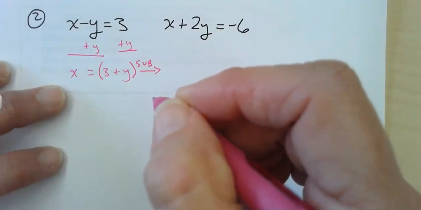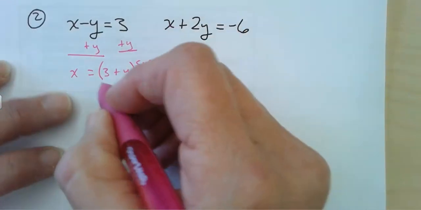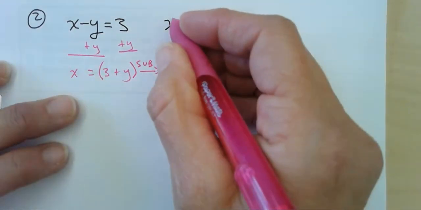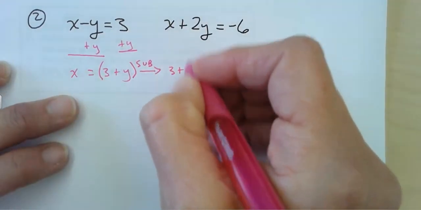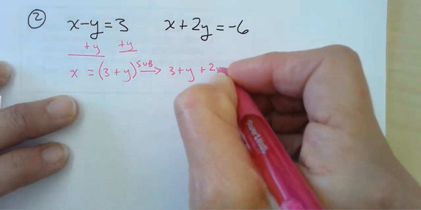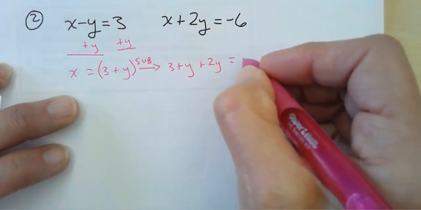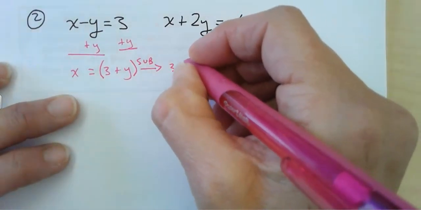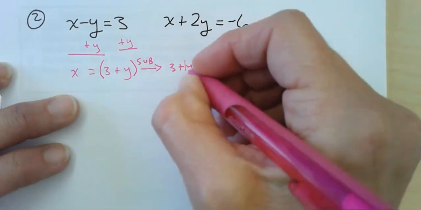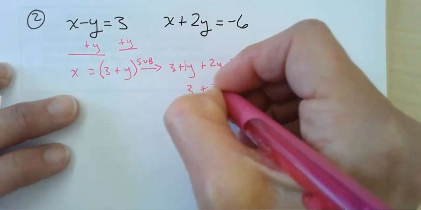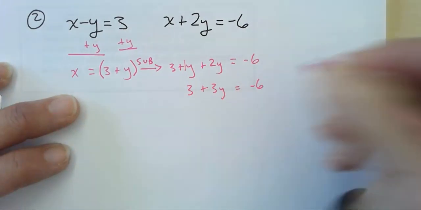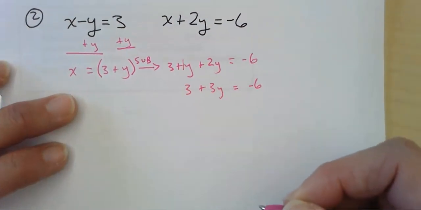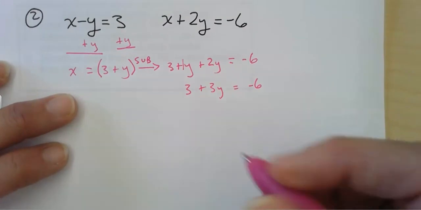They forget the strategy. So instead of saying x, we're going to say 3 plus y, because that's equal to x. So 3 plus y, and then bring down the rest of the equation: plus 2y equals negative 6. Okay, so we know this y has a coefficient of 1, right? So 1y plus 2y is 3y. And so now we're going to solve.